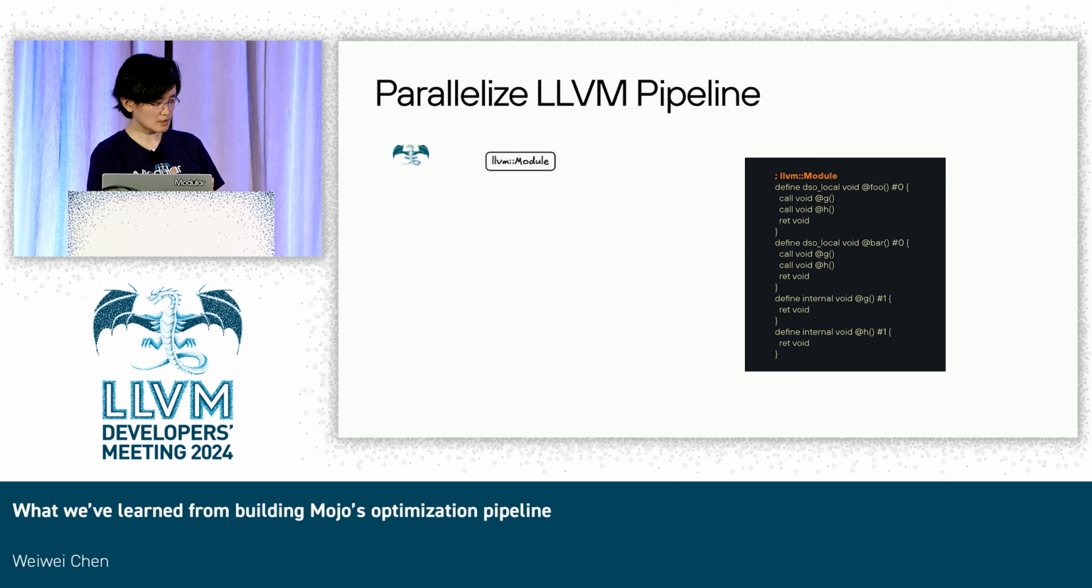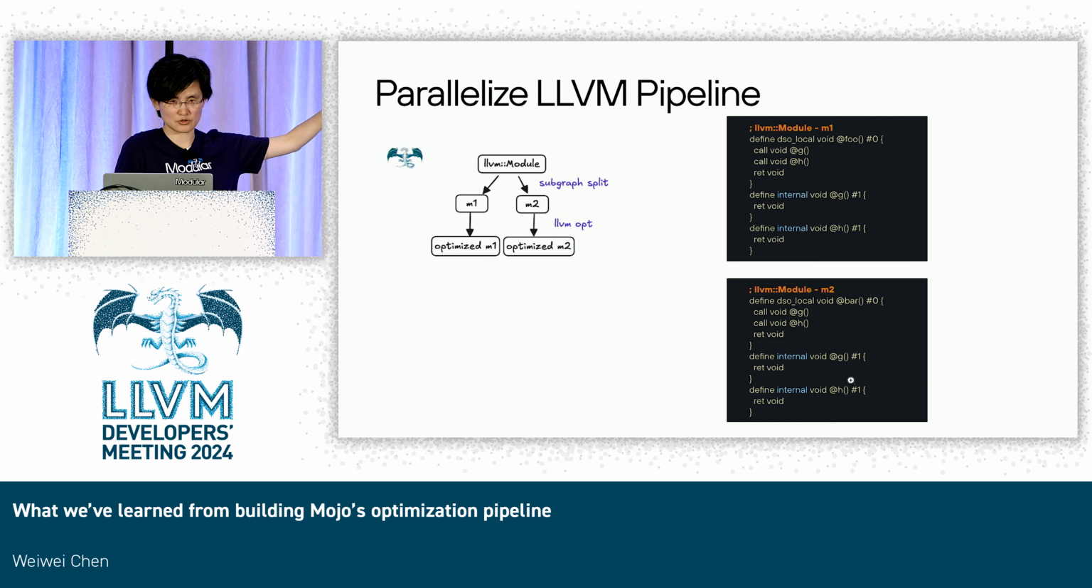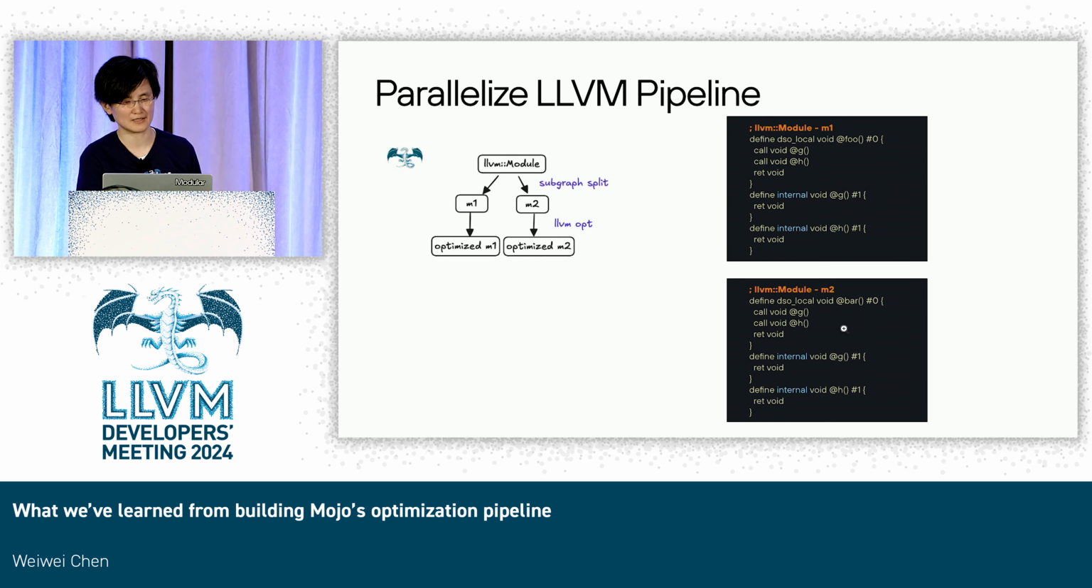As an example here, we have an LLVM module which has two functions, foo and bar, both calling G and H. A very simple example. In a real case G and H would probably be optimized away, but as an example, I'm going to show that they will stay there. So the first step is to split the LLVM module into subgraphs. Here we have two subgraphs, foo and bar, and we keep the full call stack, so we have G and H here. There's a little bit of an issue because you see there is duplicated code, right? G and H are duplicated.